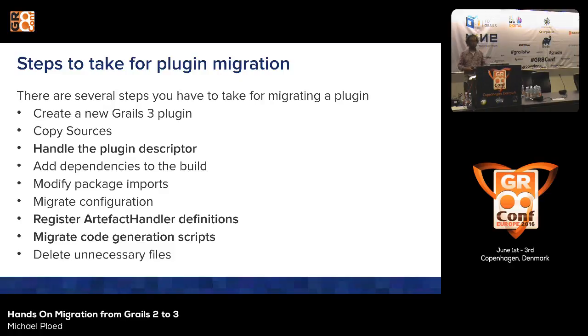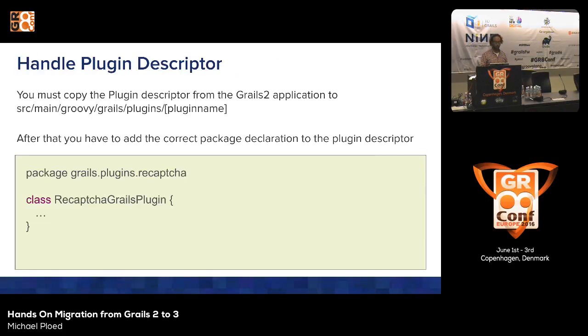And if you migrate plugins, you also go ahead, create a new Grails 3 plugin, copy the sources, then you need to handle the plugin descriptor, add the dependencies to the build, modify package imports, migrate configuration, and you need to register artifact handler definitions, and you need to migrate the code generation scripts. There's also been a change to that. And then you remove unnecessary files. We'll take a look at some of these steps. And I guess the session tomorrow will go way deeper than I do on this one here.